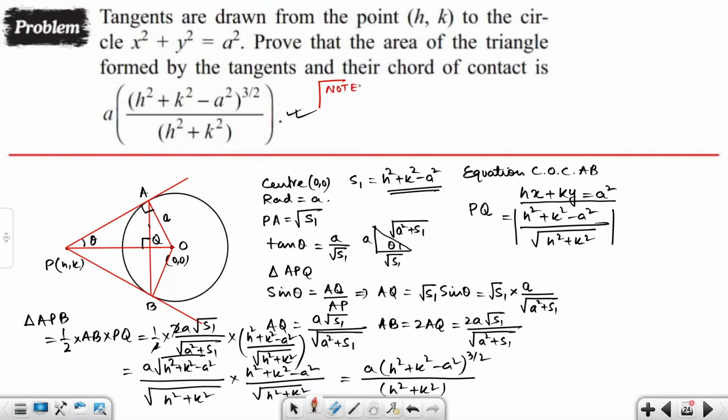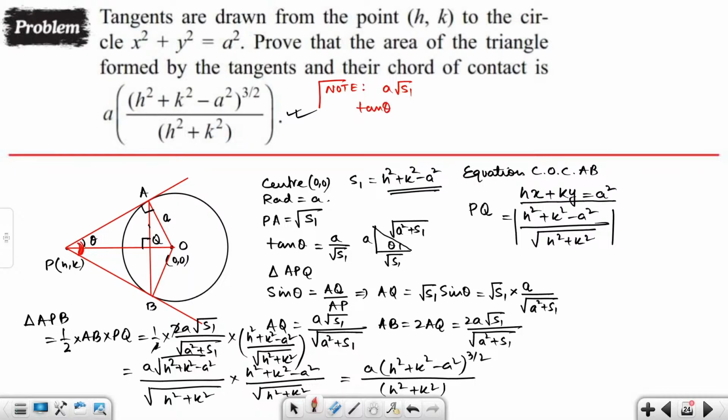What is this note? It states that in this diagram, we all know the area of the quadrilateral, which we have already done. The area of the quadrilateral is a root s1. This we have already done, I taught you. At the same time, I taught you the angle between these two tangents.